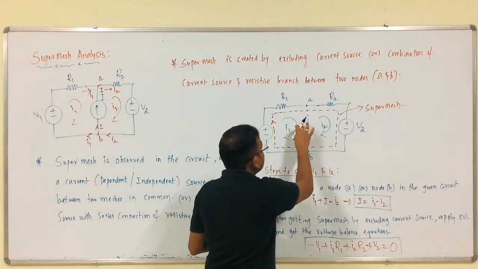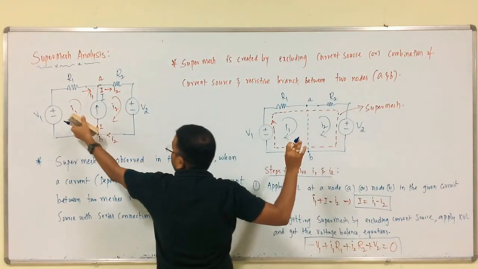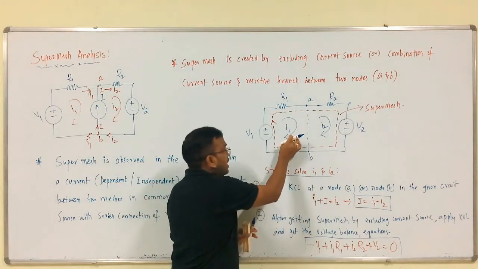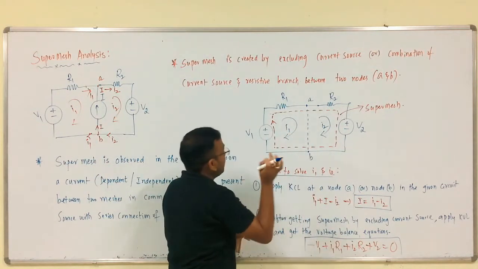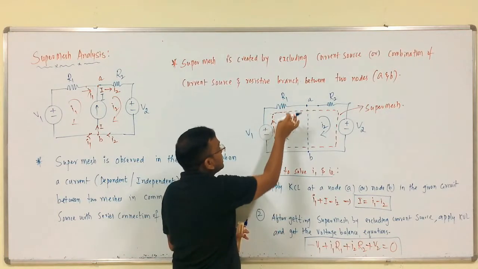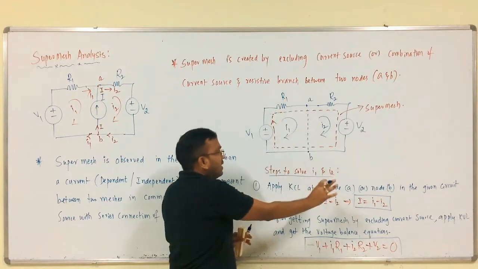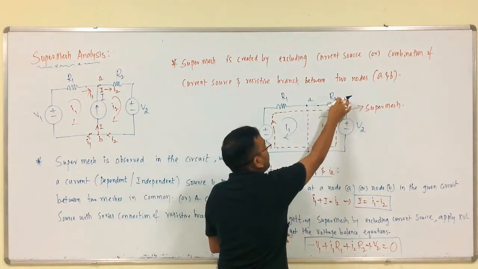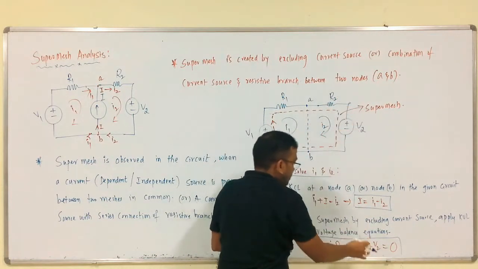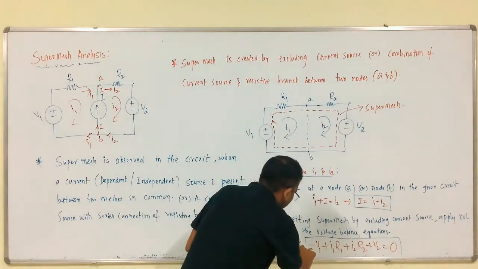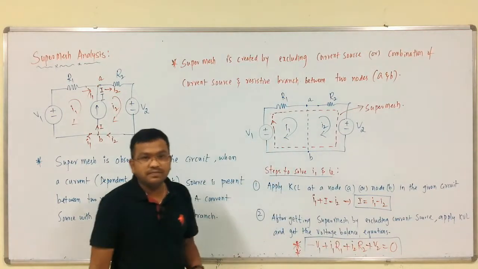This is the modified circuit. We have assumed the current directions in loop 1 and loop 2, right. So, I1, I2. Based upon the current direction, we are writing the KVL: minus V1 plus I1 R1 plus I2 R2 plus V2, which is equals to 0. This is a very important observation. Like this we have to write in the concept of super mesh.